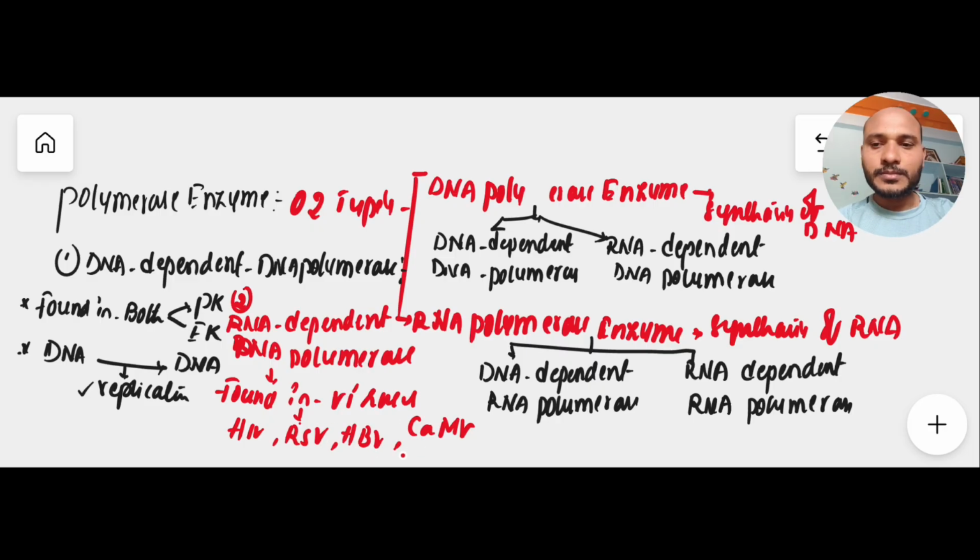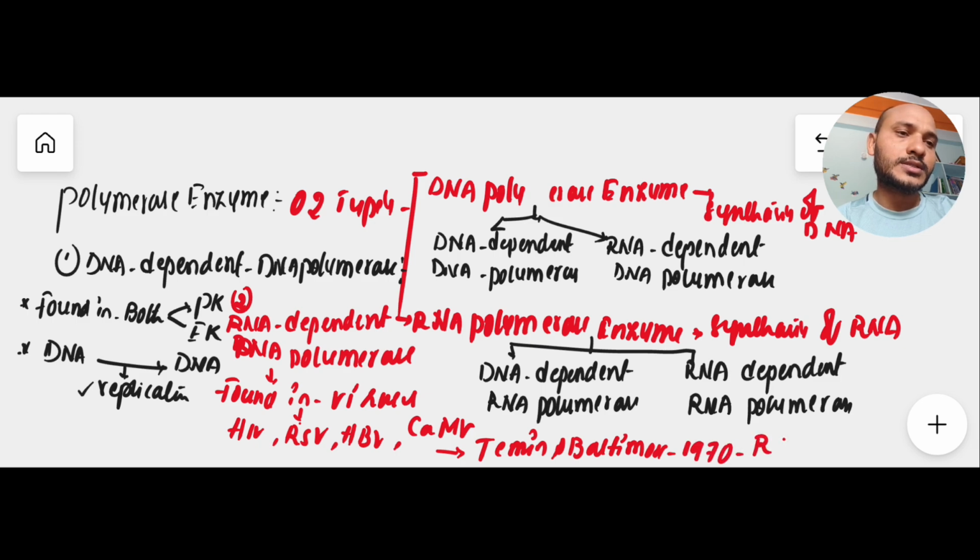This RNA dependent DNA polymerase enzyme was first discovered by two scientists, Temin and Baltimore, in 1970 in a virus called Rous sarcoma virus. In this, from RNA there is a synthesis of DNA.